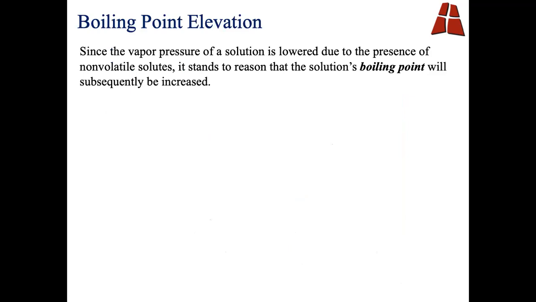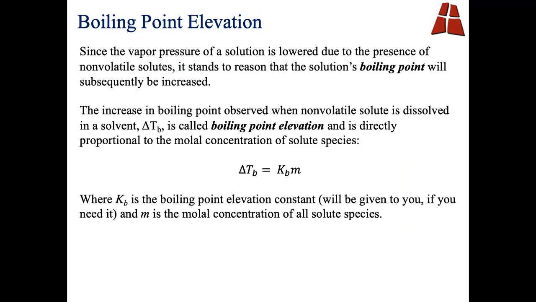Similar to vapor pressure depression, we also have boiling point elevation. If we lower vapor pressure, that should mean we have a higher boiling point as well. We can calculate that change in boiling point using this equation here, where the change in temperature of our boiling point is going to be Kb multiplied by m, where Kb is the boiling point elevation constant. If you ever need it, that will be given to you. Again, this is kind of similar to our Henry's law. And m is molality. So anytime you see lowercase m in this unit, we're talking about the molal concentration of the solute species.